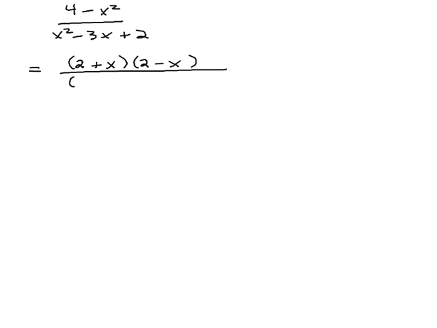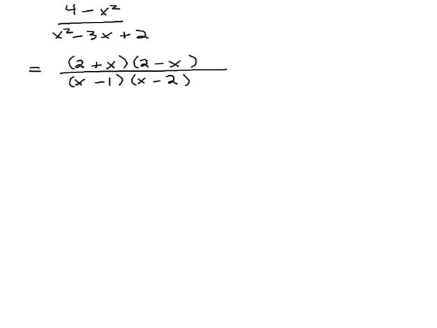How does the denominator factor? Well, we need an x here and an x here. It's a positive 2 and a negative 3, so they must be both negative signs, and it's 2 and 1. So the denominator factors as x minus 1 times x minus 2.